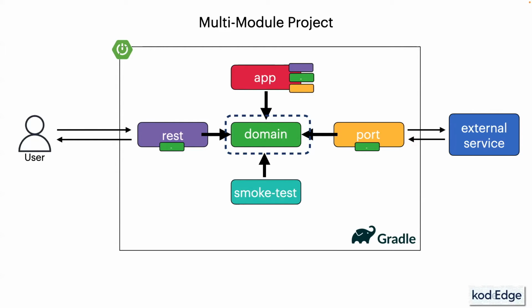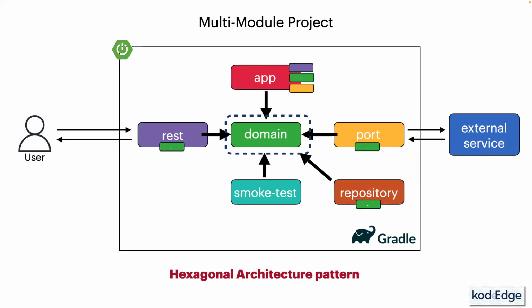So let's say in future, if we want to add a new module, such as a repository module for database operations, then this module will also be dependent on the domain module. So the domain module in turn will not depend on any other module. This follows the hexagonal architecture pattern for microservices.